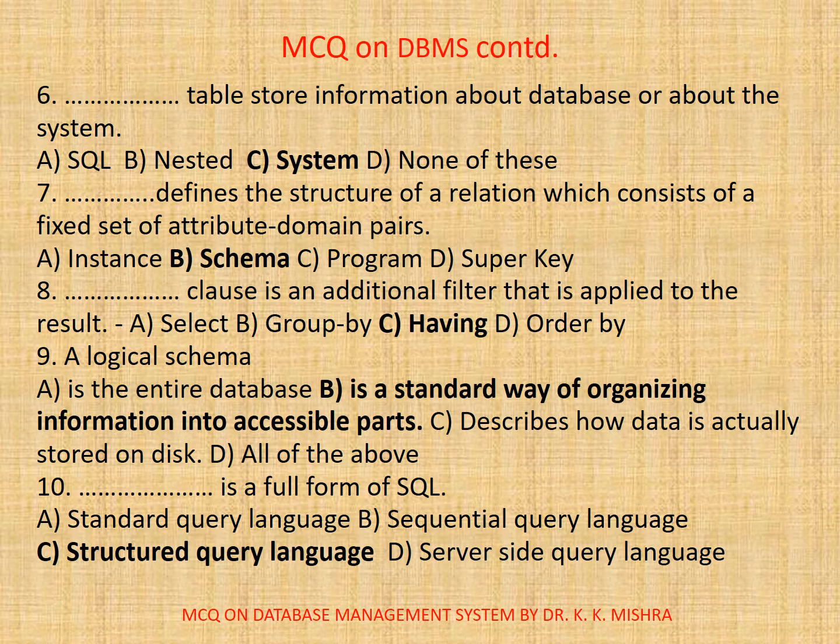Options are A. Is the entire database, B. Is a standard way of organizing information into accessible parts, C. Describes how data is actually stored on disk, D. All of the above. Correct option is B. Is a standard way of organizing information into accessible parts.